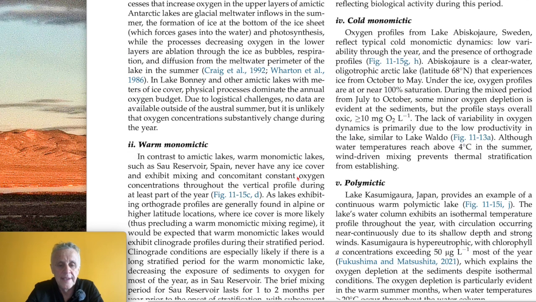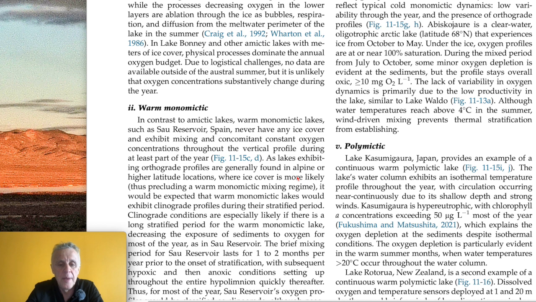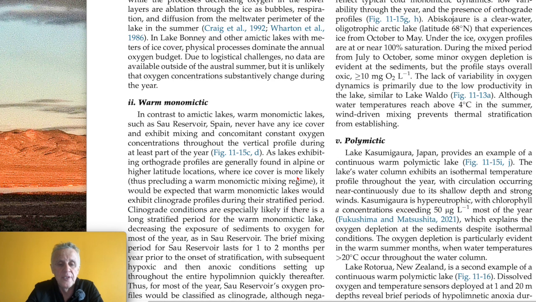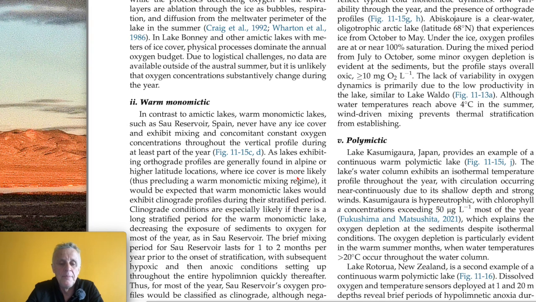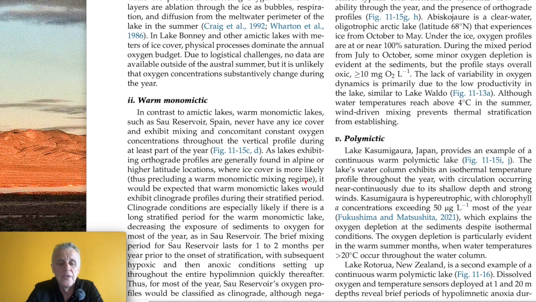Warm monomictic lakes. In contrast to amictic lakes, warm monomictic lakes such as Sal Reservoir in Spain never have any ice cover and exhibit mixing and concomitant constant oxygen concentrations throughout the vertical profile during at least part of the year.